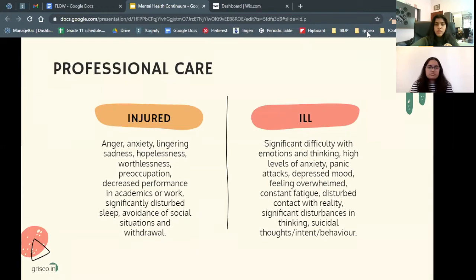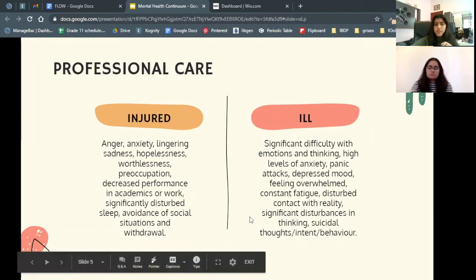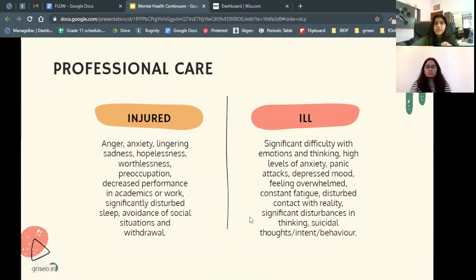You also are unable to concentrate, which is mainly from the high levels of negative emotions that you're feeling. So you start feeling overwhelmed, and you're not able to concentrate on anything else, and this could lead to suicidal thoughts, intents, and behavior. And at this stage, it is very important, if you identify with any of the factors here, you must reach out for help.